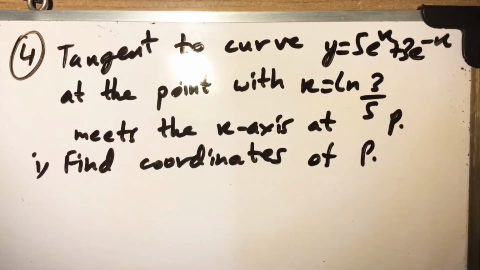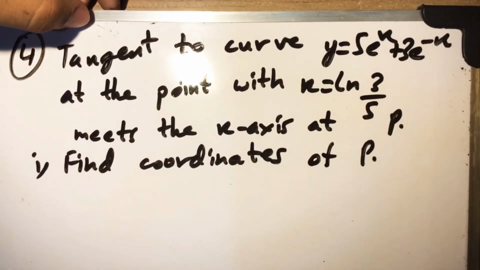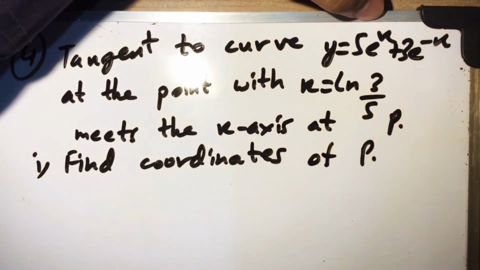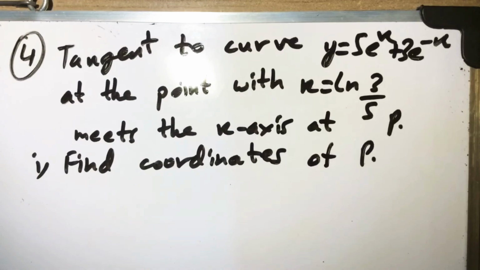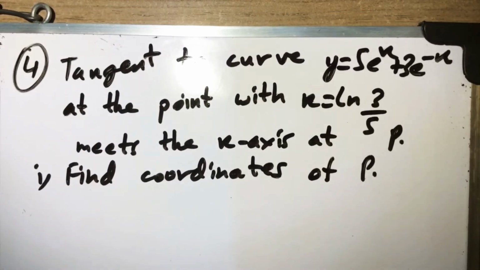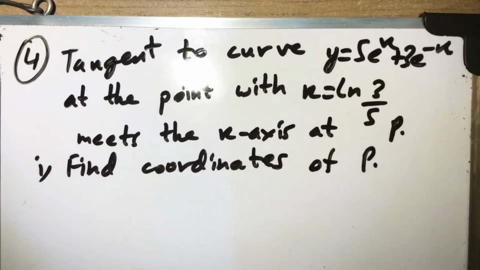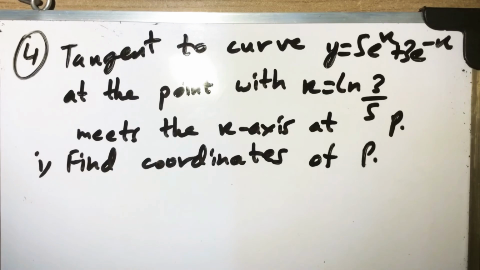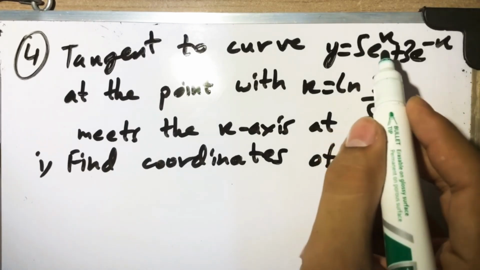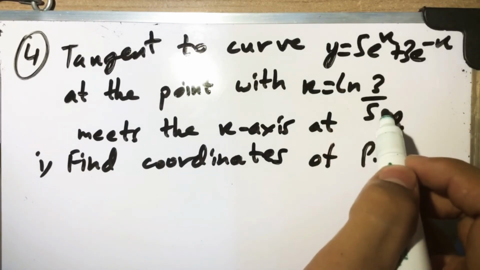In the first part of this question, we say that the tangent to the curve y equals 5e to the power x plus 3e to the power minus x at the point with x equals ln 3 upon 5 meets the x-axis at P. Find the coordinates of P. Now for this, we'll have to first find the equation of the tangent. For that, we have to find the value of y when x is ln 3 upon 5.